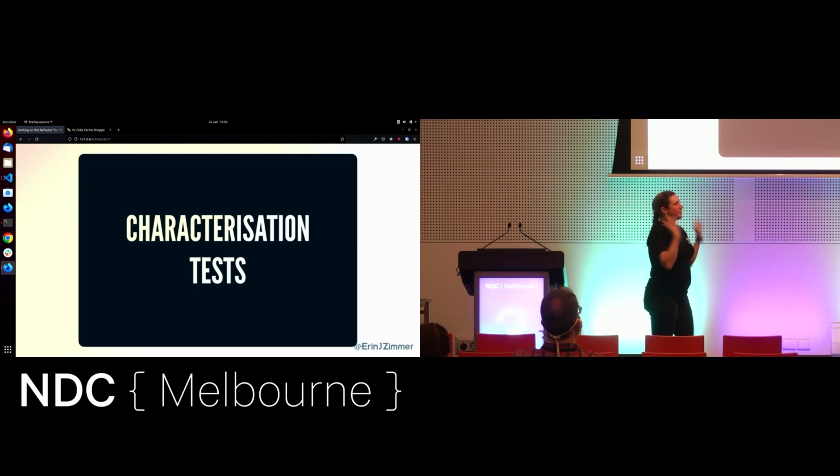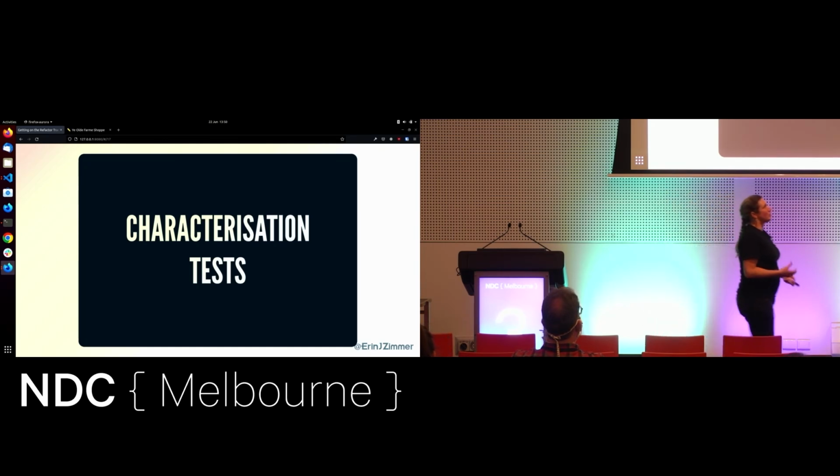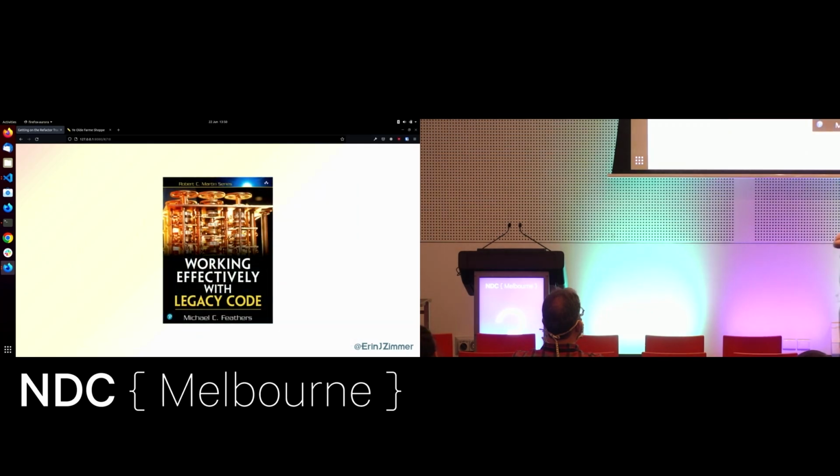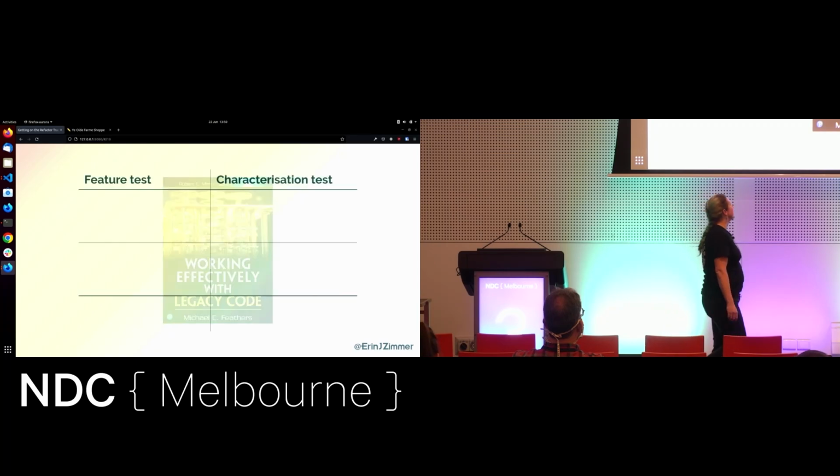All right, so the first step is to write tests to determine the current behavior. And the kind of tests that we can use to do that are a special kind of test called characterization tests. Characterization tests come from this book, Working Effectively with Legacy Code by Michael C. Feathers. If you are working with legacy code and you would like to do it effectively, I recommend having a look at this book. But for today, we're just going to look at characterization tests.